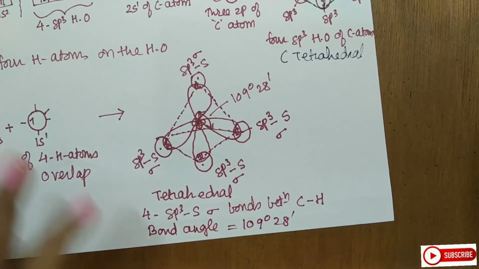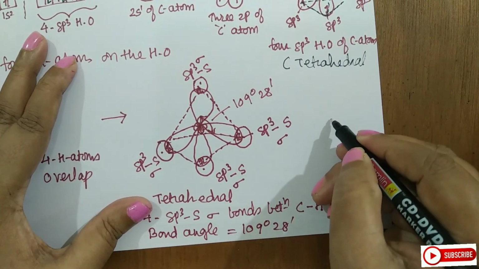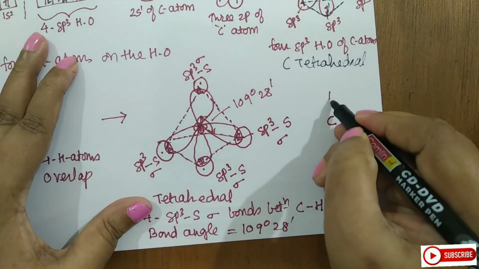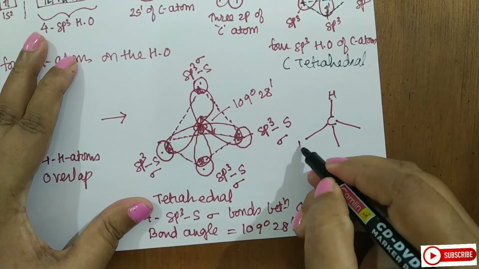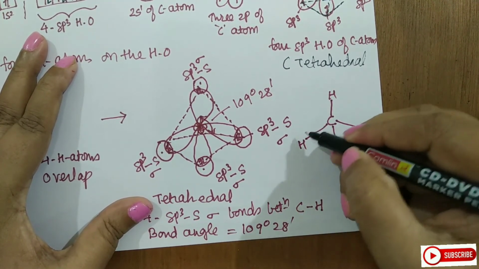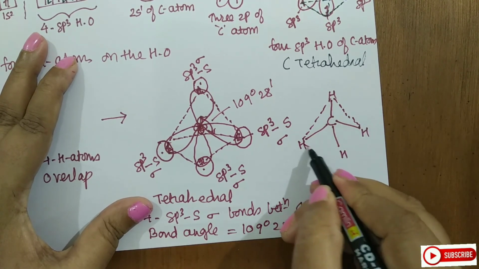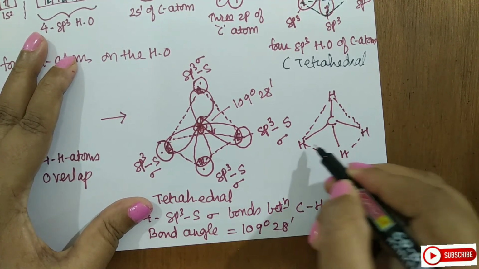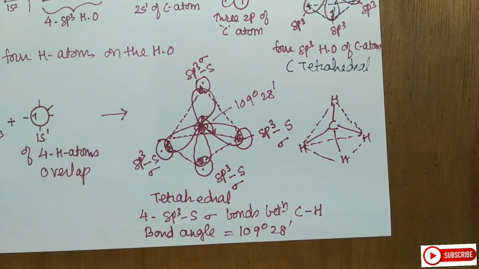If I want to show only the dash representation, then how will the molecule be? So this is your carbon, this is your hydrogen. You can show the tetrahedral geometry in this way, students. This is what it is. Try to join this in this way. So this is the tetrahedral geometry for methane.